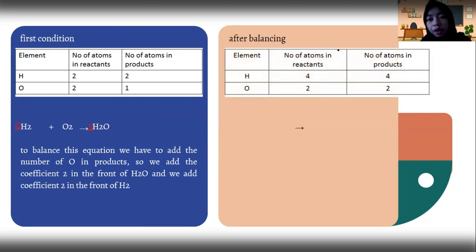So after balancing, we can see that H is 4, and the product is 4 also, and the number of O atoms in the reactant is 2, and the number of O atoms in the product is 2 also. So see the final equation.